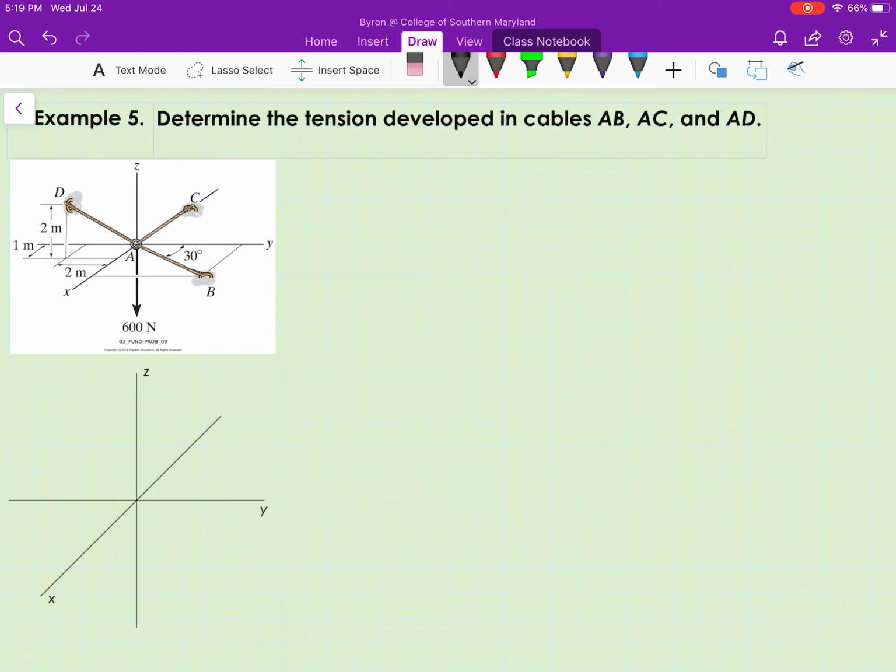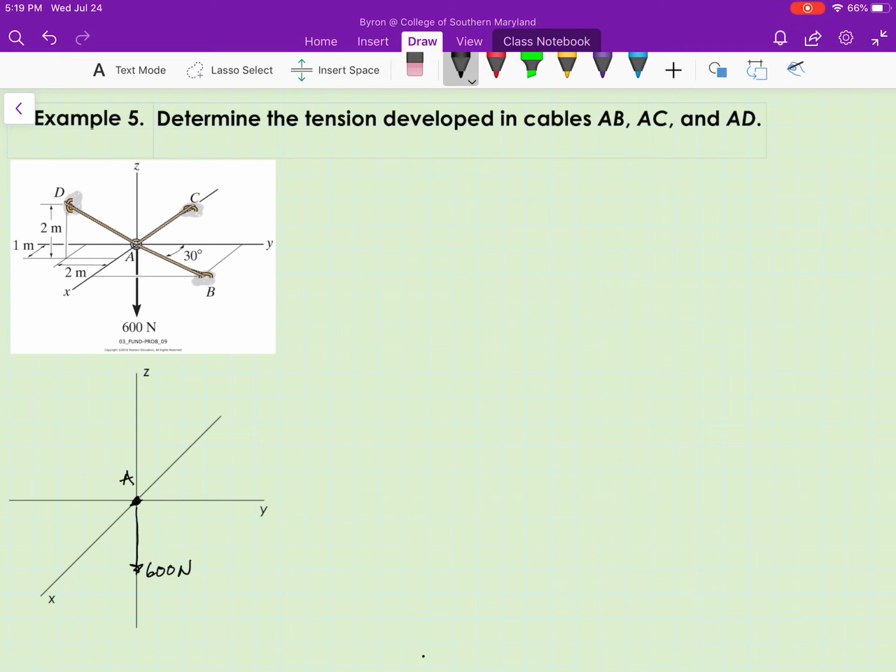So first, I'll set up my coordinate system, put A on there, and draw in all the forces that are acting on A. So I have the 600 Newton force acting straight down.